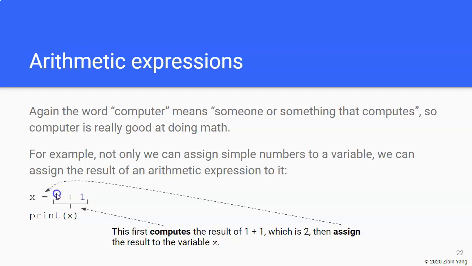And then the second thing it does is that with this 2, it sees there is an assignment operator, so it assigns the value, the number 2, to the variable x. So when we print out x, as we already know, x is replaced by the value that is associated with the variable, and that's why we see 2.